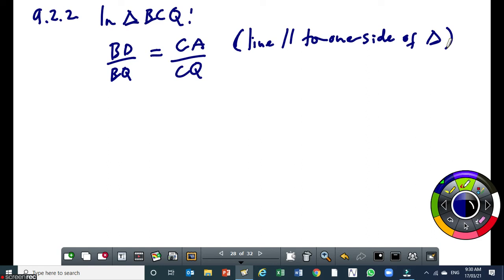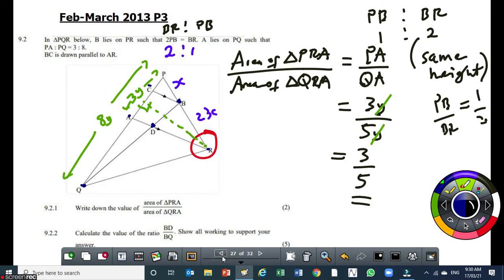Okay. Then let's substitute. My CA, do I know it? I don't know. What that means is I have to stop there and figure out a second triangle that I have to use to get the length of CA. And that triangle will be which triangle? It will be PAR. So I'm going to stop here for now.